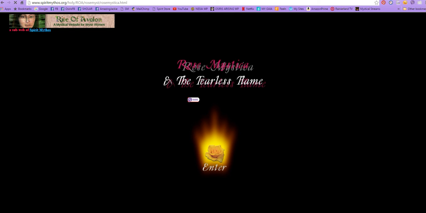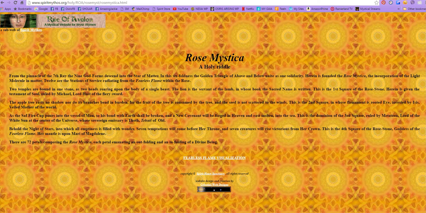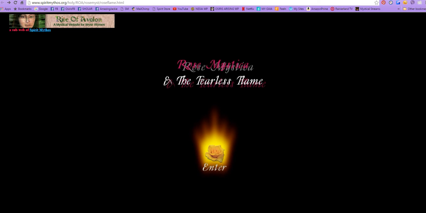Take a moment to look at the fearless flame. We don't want to go through the whole thing, but from the pinnacle of the seventh ray, the nine God forms descend into the star of matter. In this sixfoldness, the golden triangle of above and below unite as one solidarity. Herein is found the rose mystica, the incorporation of the light molecule in matter. Twelve are the stations of service radiating from the fearless flame within the rose. It goes on, and we're just not going to go on with that because that's a whole other mind trip. Well, heart trip, actually.